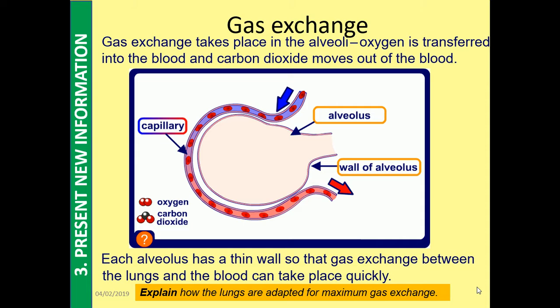Here we have deoxygenated blood coming in at the top, and when it leaves, when the diffusion of oxygen goes across from the alveolus into the capillary, the red blood cells gained that oxygen and it's oxygenated. And at the same time, carbon dioxide is removed from the blood. That's usually an animation, but unfortunately it's not working.